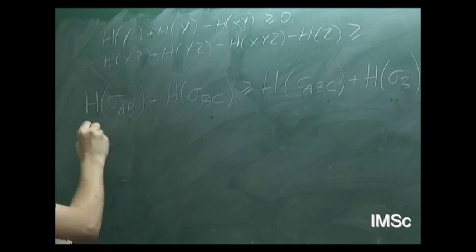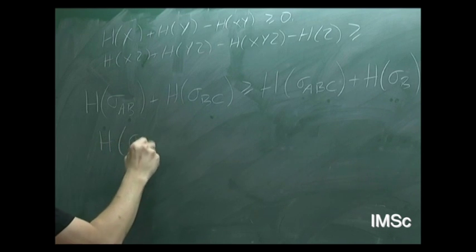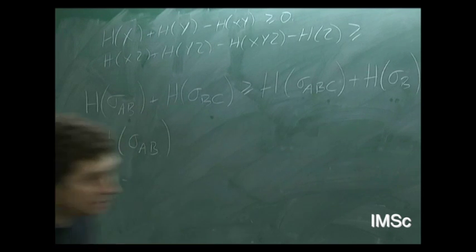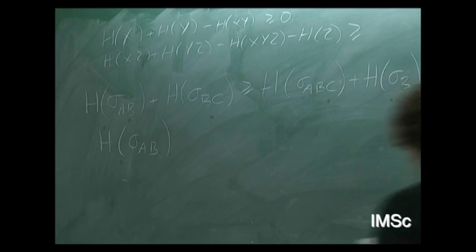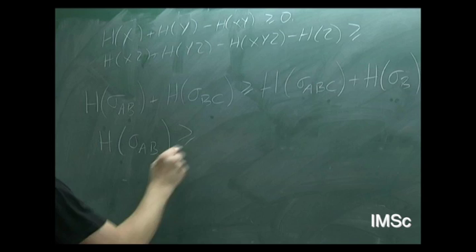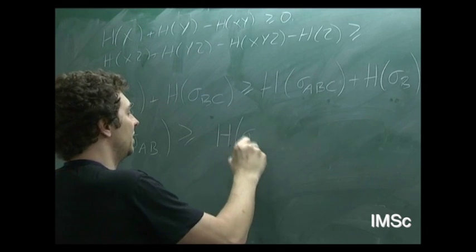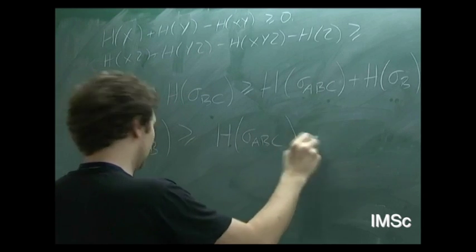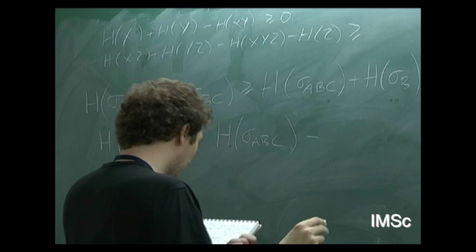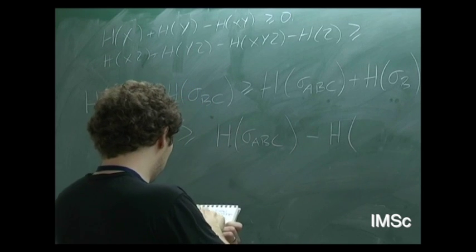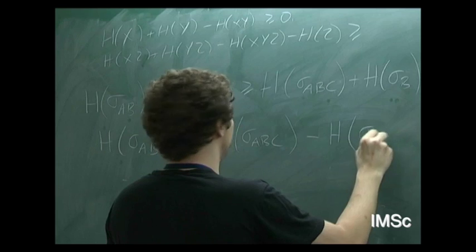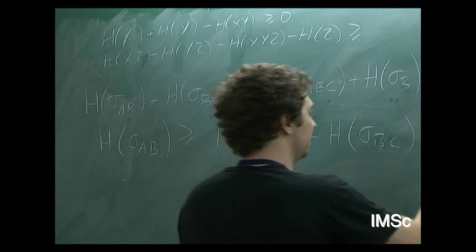We need to take entropy of sigma AB. Remember, that's the thing we're interested in. Sigma AB was just equal to the output of this tensor product channel. And now we got a lower bound for it. It's entropy of sigma ABC minus entropy of sigma BC plus entropy of B.